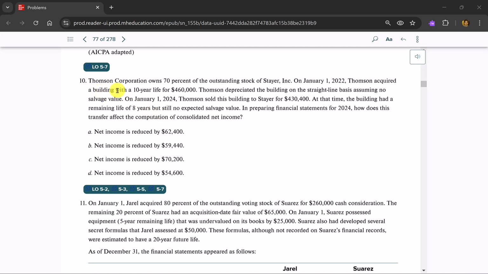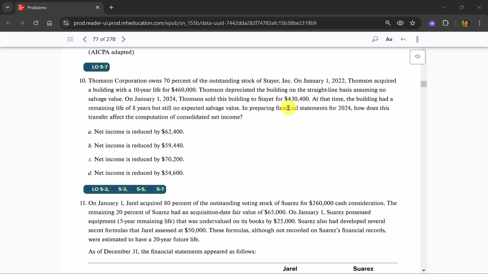We have Thomas, that's the parent, owns 70% of Stare. That's the sub. And then on January 1st, 2022, our parent acquired a building. Life of 10 years, cost of 460,000. And then we depreciate using straight line. Then 2 years later, 2022, 2023 have passed by. Now here at the beginning of 2024, our parent is going to sell the building to Stair. Remember, we don't include any gain or loss yet when we sell among our consolidated group.